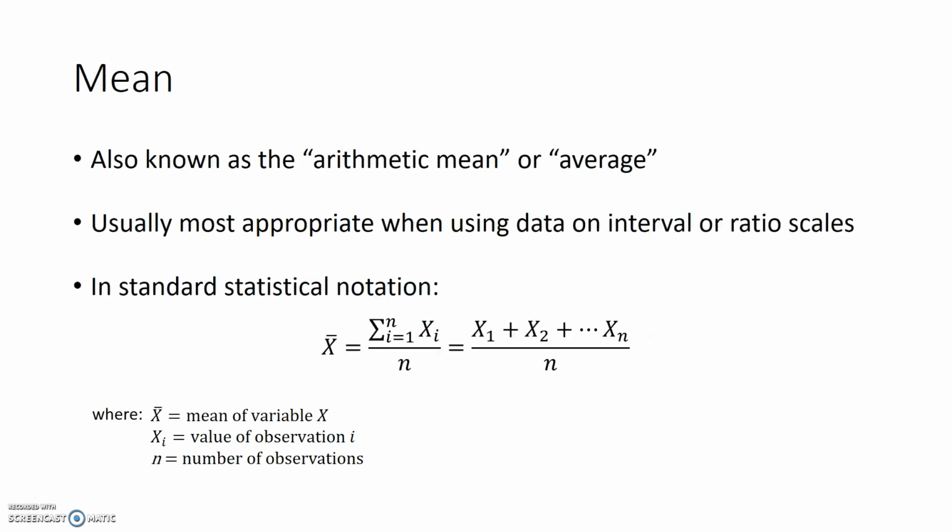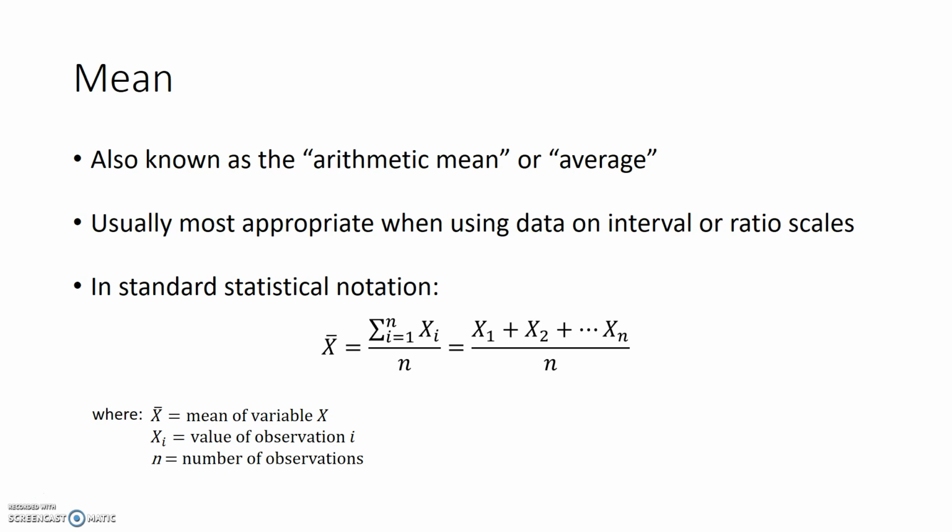So returning to this concept of mean, we can also call this the arithmetic mean or the average, and this is going to be usually the most appropriate to use when we're using interval or ratio scale data, so not nominal or ordinal in most cases.